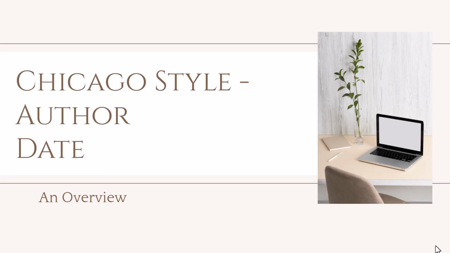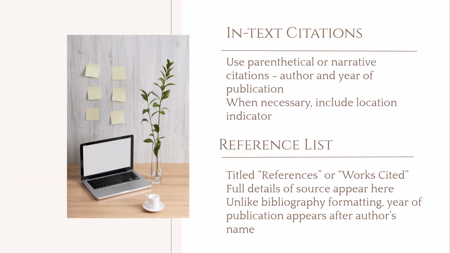This video will provide an overview on how to format sources for the author date style following the Chicago Manual of Style 17th edition. This version of Chicago style formatting utilizes in-text citations, which include the author's last name and year of publication, followed by a reference list with full source information.